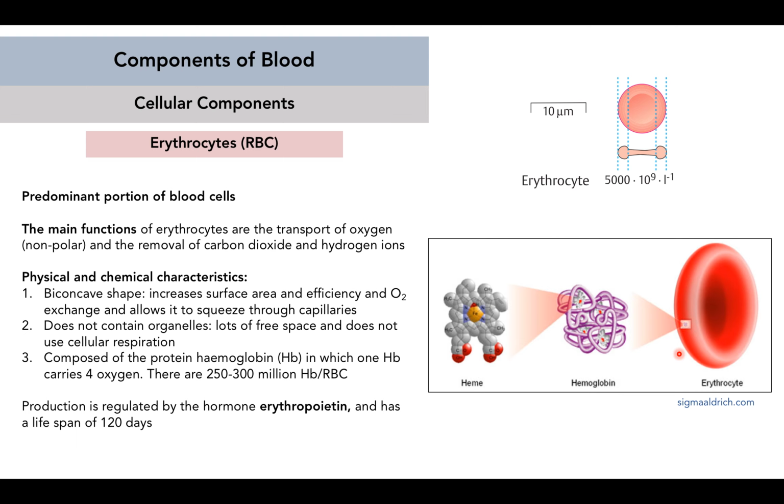And then if you look at an erythrocyte, there are no organelles in there, so there's a lot of free space for the hemoglobin, and it does not require cellular respiration, meaning that it will not require any energy. So no additional energy for the organelles, because there is no organelle. And then it's composed of the protein hemoglobin, in which one hemoglobin can carry 4 oxygen molecules. And there are approximately 250 million hemoglobins in every red blood cell. And the production of red blood cells is regulated by the hormone erythropoietin, and it has a lifespan of 120 days.